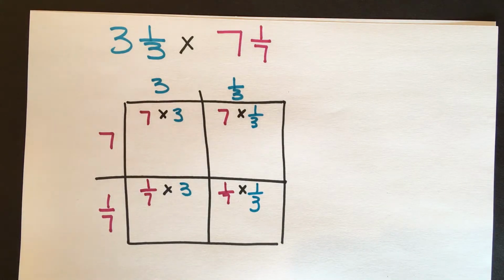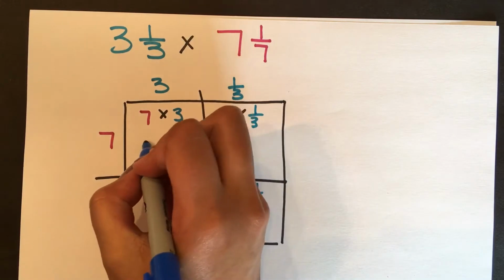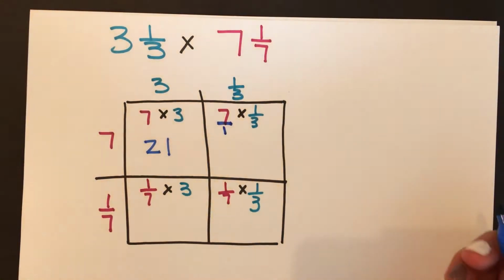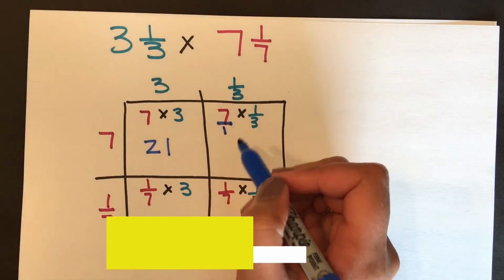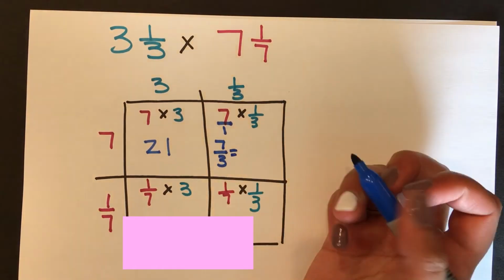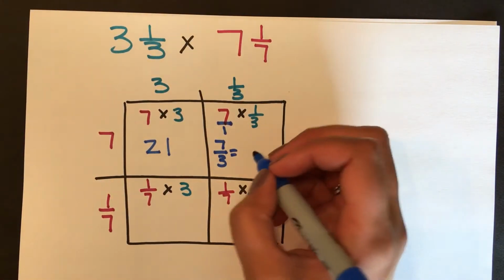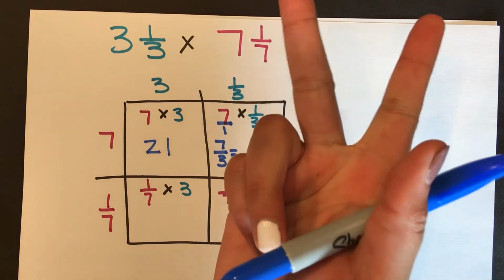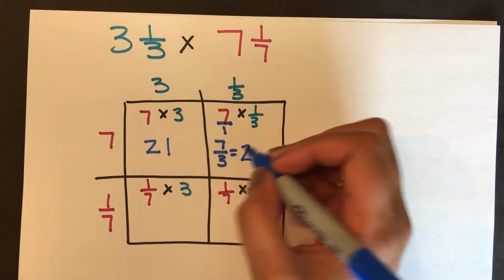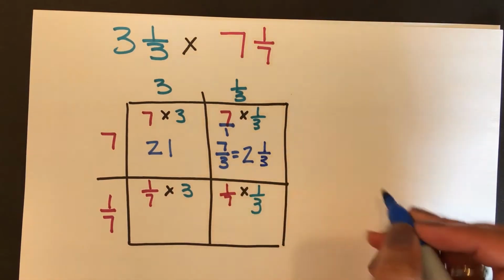Well, we know how to multiply whole numbers. We know how to multiply whole numbers times fractions. And we know how to multiply fractions times fractions. So we go 7 times 3 is 21. 7 times 1/3, we change this into a fraction. We go 7 times 1 is 7. 1 times 3 is 3. We then convert this into a mixed number. 3 goes into 7 how many times? 3, 6, 9, so 2. 2 times 3 is 6. 7 minus 6 is 1, so 1/3.